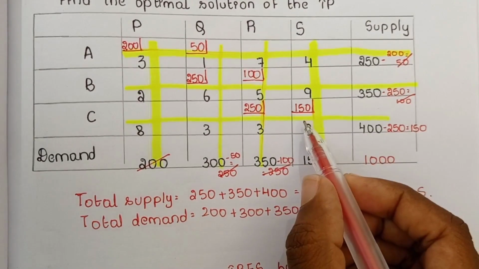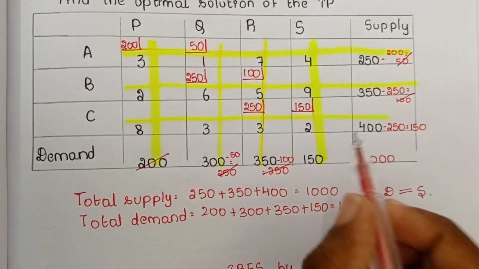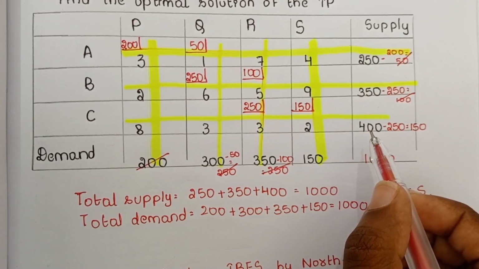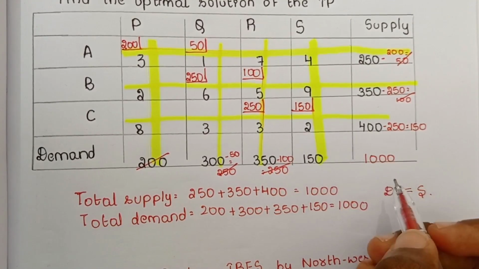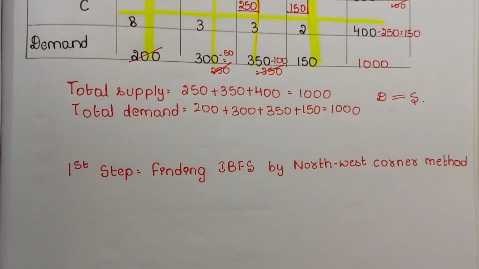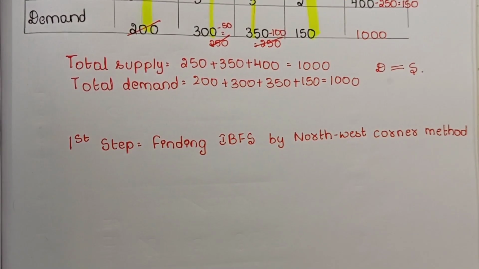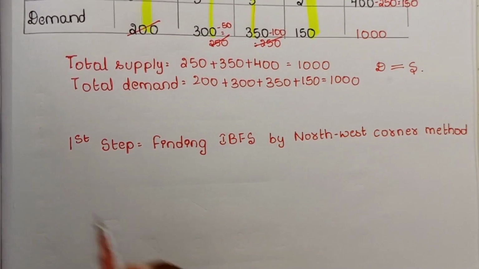At the end of the allocation, you have to get the demand and supply equal. If you get that, it indicates that your allocations are correct. So this much is about the allocation. Next, we have to identify whether it is a degenerate or non-degenerate basic solution.